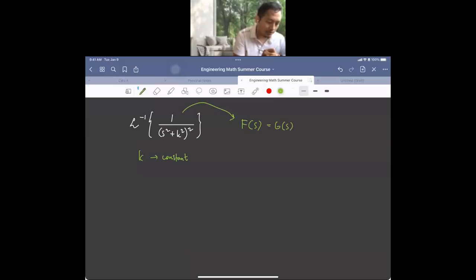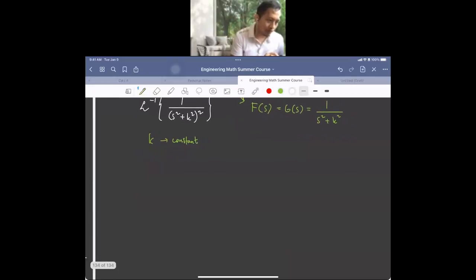So if we take this function, s squared plus k squared, remember that if we have this kind of function where k is just a constant, we can make it into sine, right? If you Laplace this, we have sine.